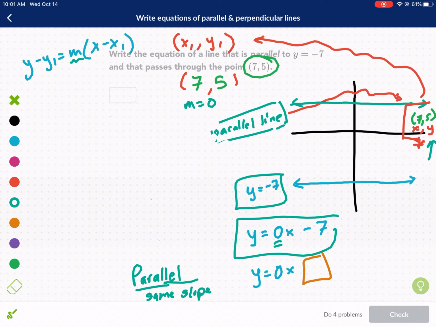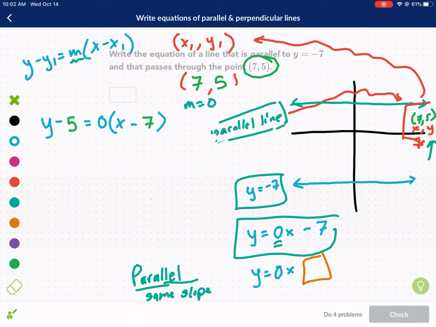And now from there, we just plug that in and we simplify. Okay? So we do y, and this is the part that people mess up. It needs to be minus 5. So y minus 5, that's our y1. Okay? And then we do equals, and we write 0 times x minus, what's our x1? It's minus 7.